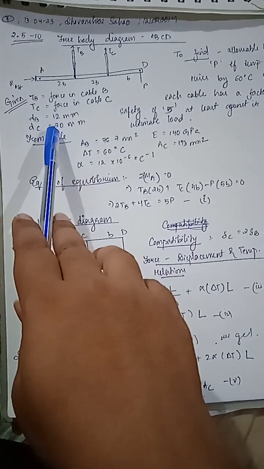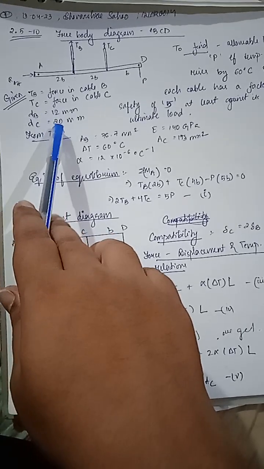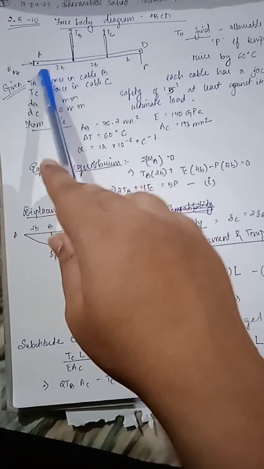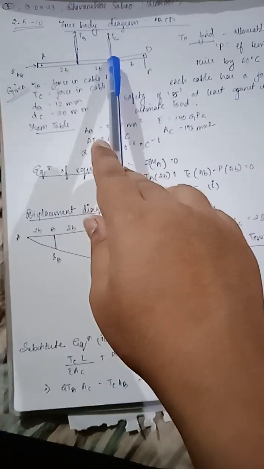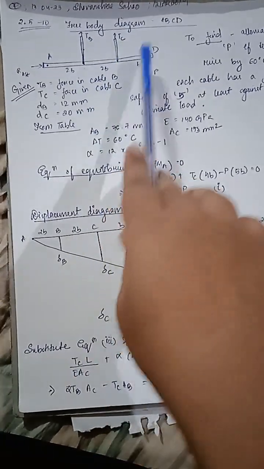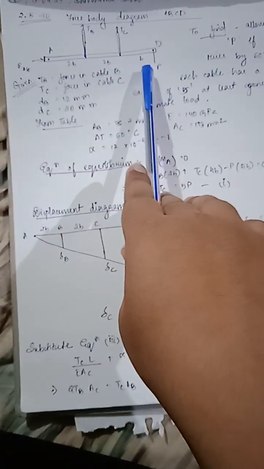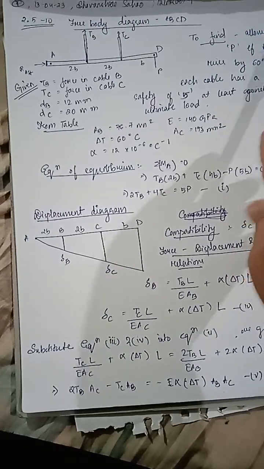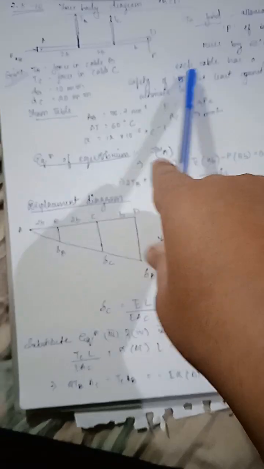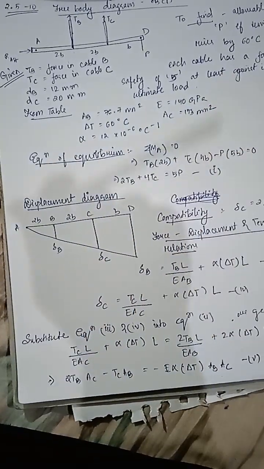Now coming to the next problem 2.5.10. So there's a free body diagram of ABCD. A, B, C. There's TB, tension force in cable B, TC, force in cable C, D. 2B, 2B and B is the length. We have to find out the allowable load P if temperature rises by 60 degrees Celsius and each cable has factor of safety 5 at least against it.